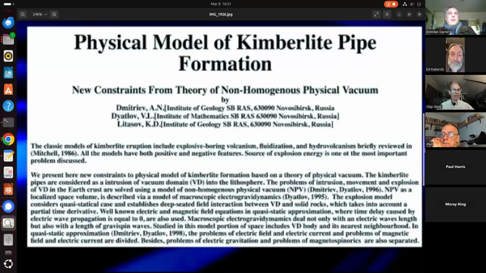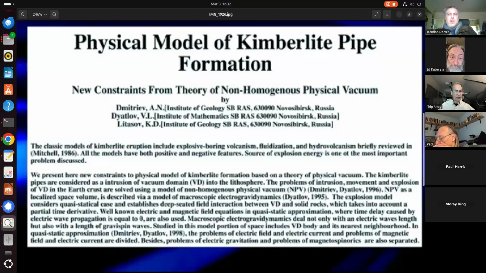Very interesting. All right. New constraints from the theory of non-homogeneous physical vacuum by the same bunch of Russians. Novosibirsk. Okay. Physical model. Classic models of kimberlite eruption include explosive boring volcanism, fluidization, and hydrovolcanism, briefly reviewed in Mitchell 1986. All the models have both positive and negative features. Source of explosion energy is one of the most important problems discussed. The source of the energy.